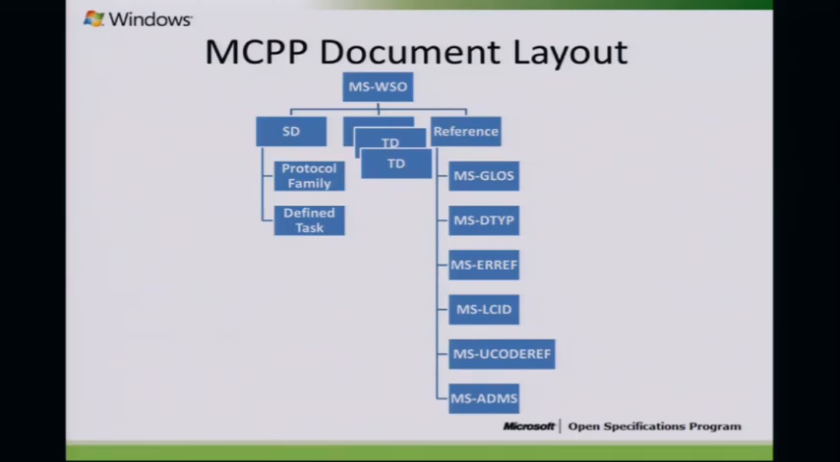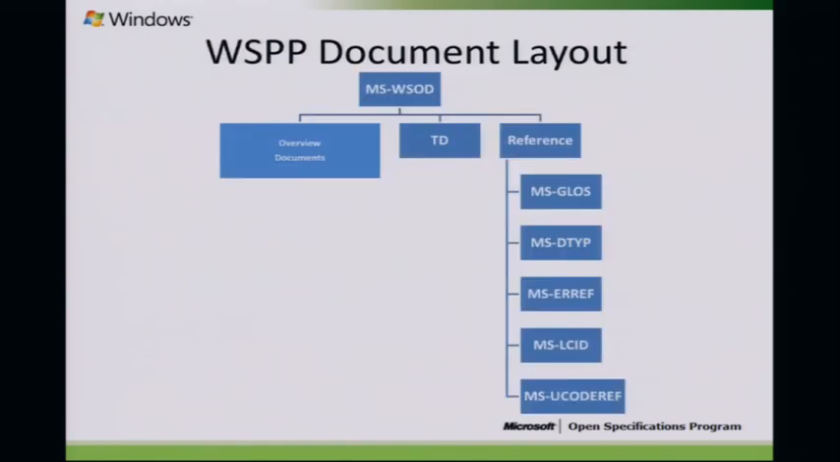And then there's another document that is essentially just a cross-reference of abstract data model information. So that's what the MCPP picture looks like. And MCPP, just to reiterate, was the US case and is basically Microsoft client to server protocols.